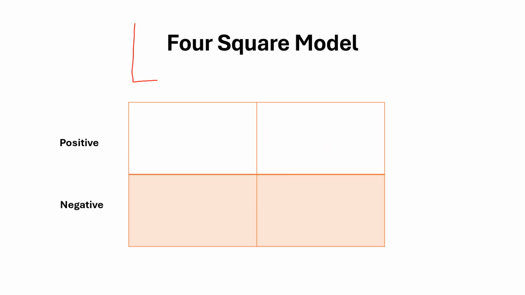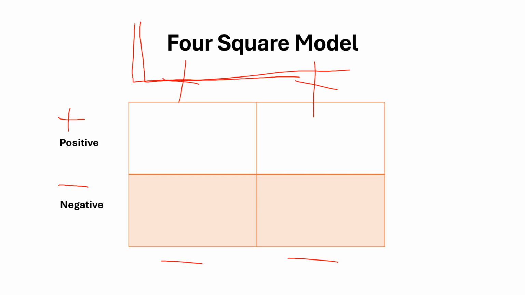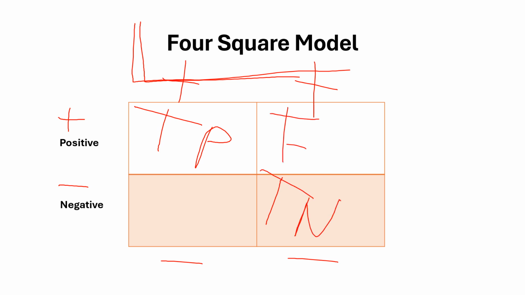The first step to learn how to calculate sensitivity, specificity, positive and negative predictive values, to learn how to draw the four-square model. The top part is positive, the bottom part is negative. So negative, negative, positive, positive. So positive and positive, this is true positive, and the opposite here will be true negative. Of course, here the top part positive, this will be false positive, and the bottom is negative, so will be here false negative.